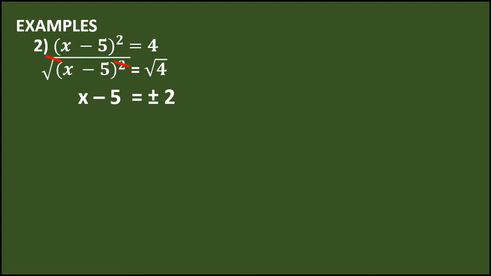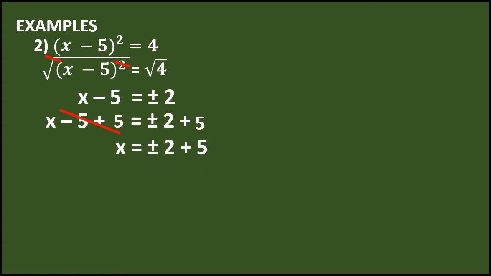We have to move negative 5 to the right side of the equation. We can do that by adding the additive inverse of negative 5, which is positive 5. So we are going to add positive 5 on both sides of the equation. We have negative 5 and positive 5, it will become 0, so we can cancel that. Our answer will become x is equal to positive or negative 2 plus 5.